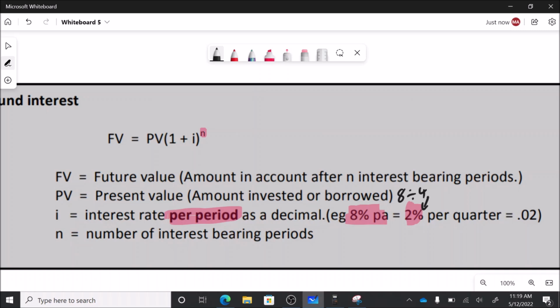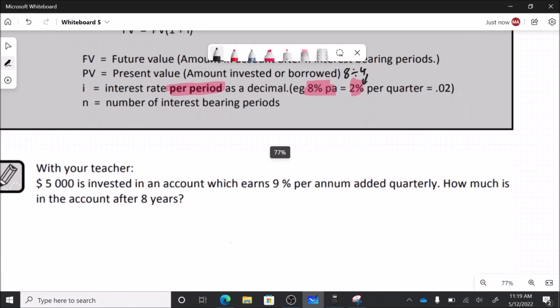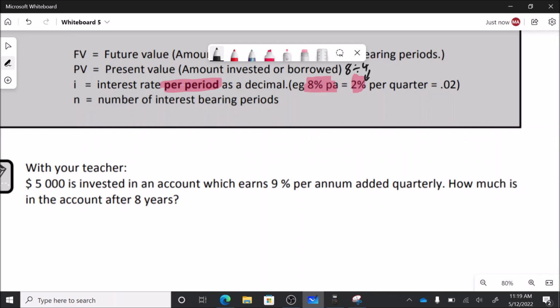The number of periods n is kind of like our time. In the simple interest formula we had time in years, a capital T, but in this case we measure time by the number of interest-bearing periods, not the number of years, and that's that n value. So let's jump into the example here. $5,000 is invested at 9% per annum, added quarterly. How much is in the account after 8 years?